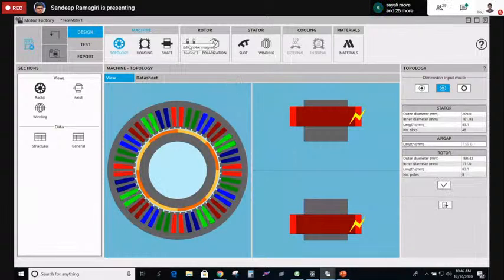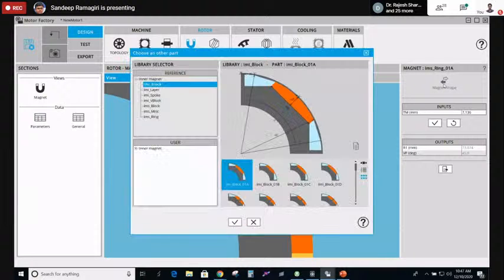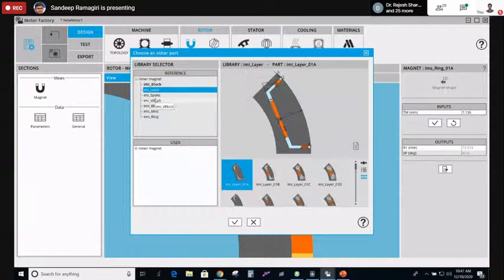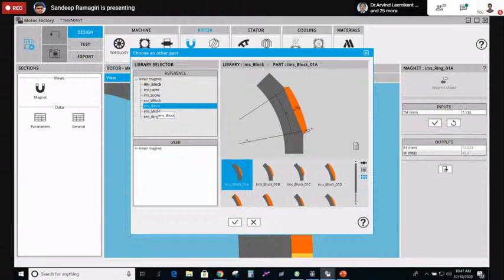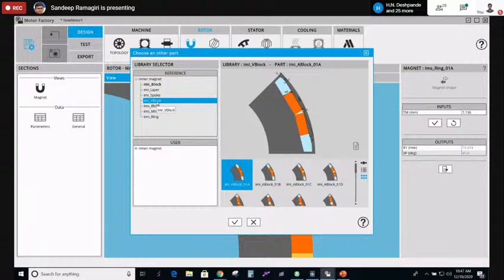Then quickly we will go to the magnets. We will select the magnet shape. We have magnets on the rotor, so I have selected the magnets, and you can see there are several standard magnet shapes available here. Whichever magnet suits your application, you can select. Here I will select the V-shaped magnet, which is buried inside the rotor. I will select this one, the V block. Okay, one minute.